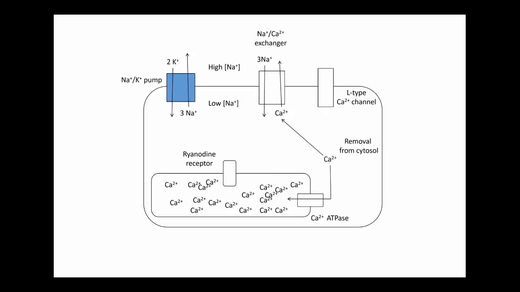So after that happens, the muscle needs to relax, and the way it does that is by getting rid of this calcium from the cytosol, and there's two ways that this can be done. The first is that the calcium can be exchanged with sodium via the sodium-calcium exchanger, and that removes it to the outside of the cell, or it can be pumped into the sarcoplasmic reticulum via the ATP-driven calcium pump.